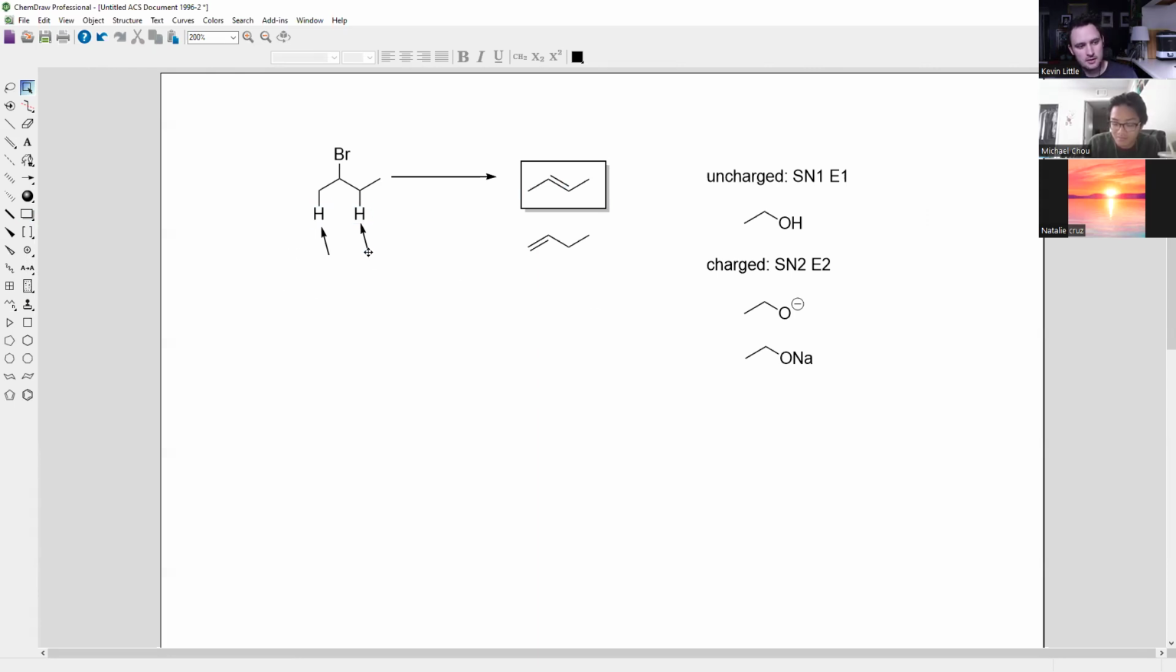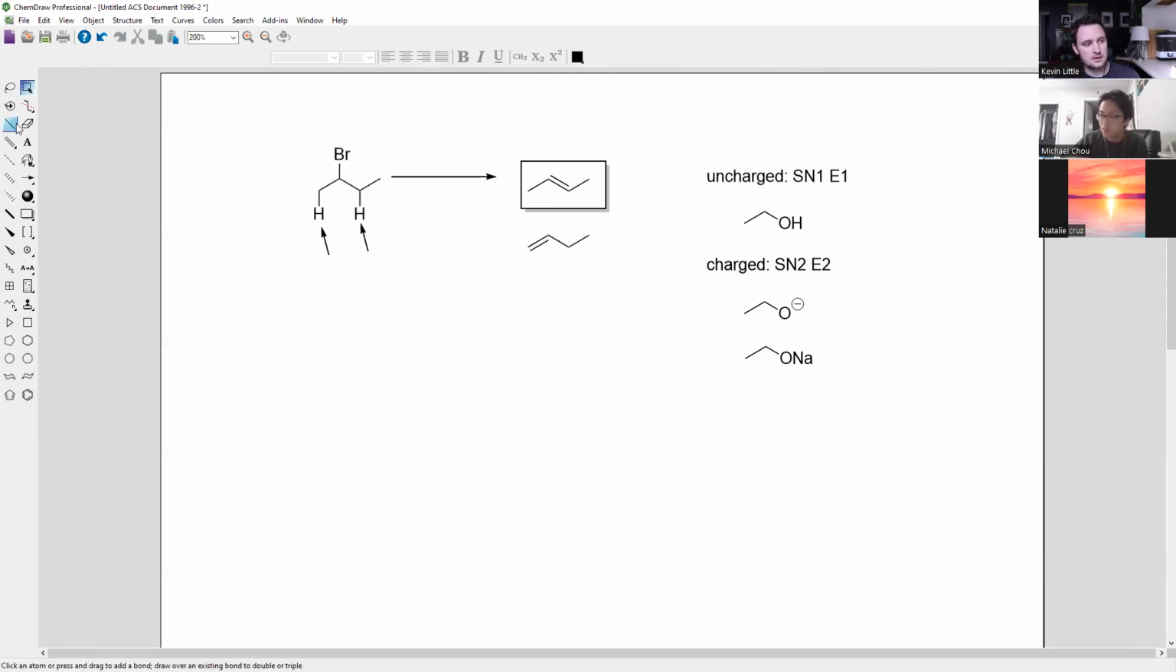Right. So right now I'm just talking about eliminations and how we're going to form the more stable, the more substituted double bond, right? The one with the most things coming off of it. This being a disubstituted, I've got one, two things coming off the double bond, where this double bond only has one thing coming off of it.